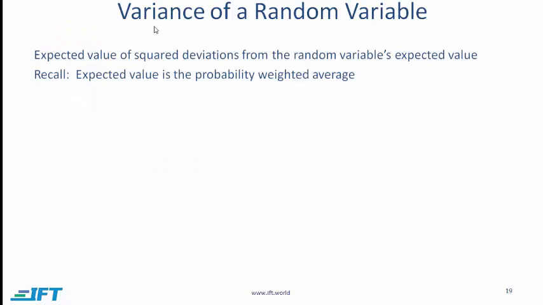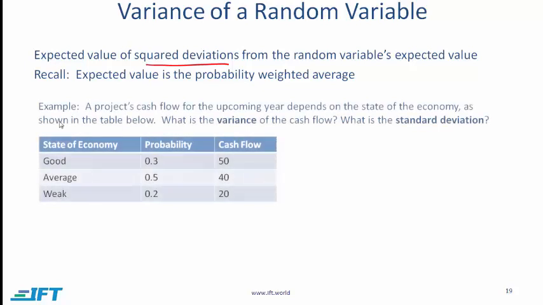Now let us look at the variance of a random variable. The variance is the expected value of the squared deviations from the random variable's expected value. The expected value is simply the probability weighted average. This is what we saw on the previous slide. So if we look at the same example and now try to calculate the variance and the standard deviation, notice that we are looking for the expected value of the squared deviations from the expected value.